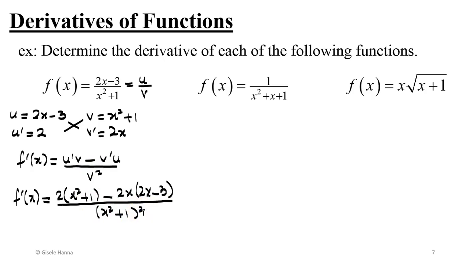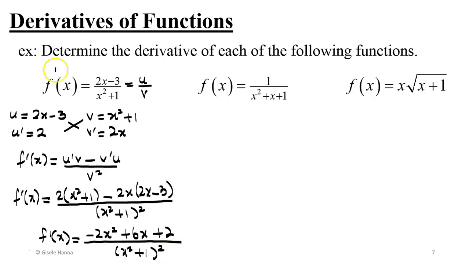Now over here, do not expand the denominator. Expanding it is useless. So just expand and simplify the numerator. Over here, I have a 2x squared when I expand, and I have a negative 4x squared. So that would leave me with negative 2x squared. Then plus 2 and plus 6x. So it's negative 2x squared plus 6x plus 2 over x squared plus 1 all squared. So that would be the derivative of f of x.